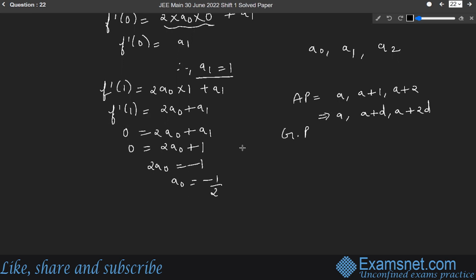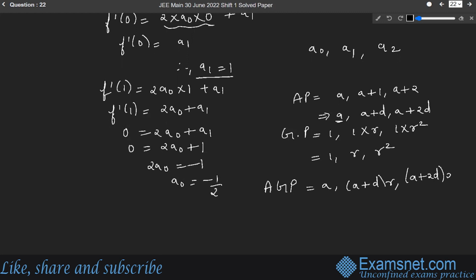Now, if we talk about GP, which is the geometric progression, then the terms of GP are 1, then 1 into r, then 1 into r square. So it will be 1, r, r square. These are the terms of GP. Now, if we combine both these terms, then AGP, which is arithmetic geometric progression, will be a into 1, then (a plus d) into r, then (a plus 2d) into r square, right? So these are the terms for AGP.